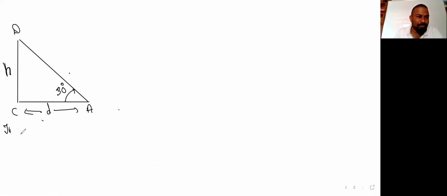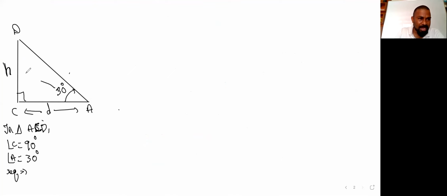Now in triangle ACD, angle C is equal to how much, Jayasree? 90 degrees. Angle A is equal to how much? 30 degrees. Right. Which is the required side now? Is it opposite? Yes, sir. I think it is becoming the opposite side. Very good. Opposite side is nothing but DC.